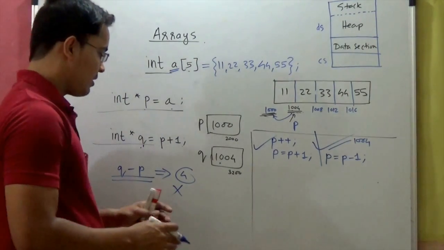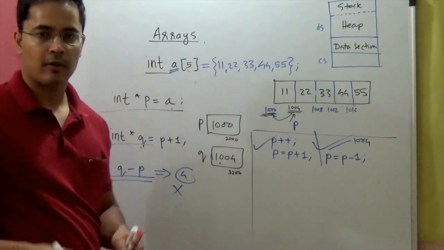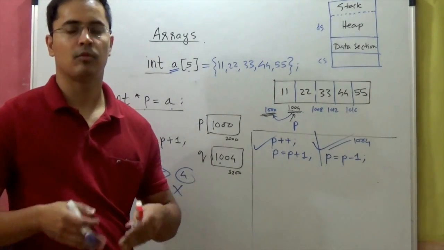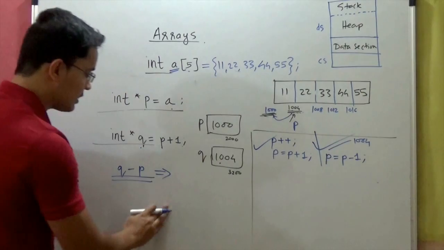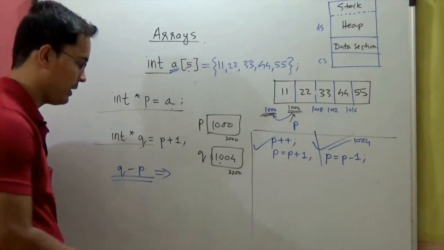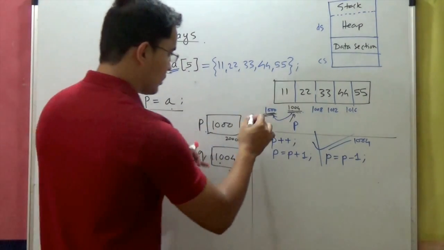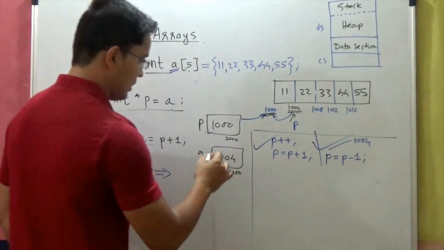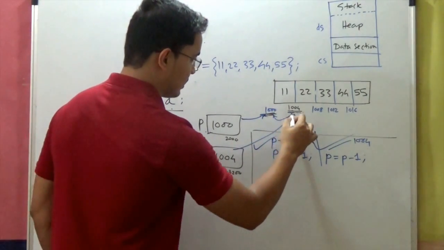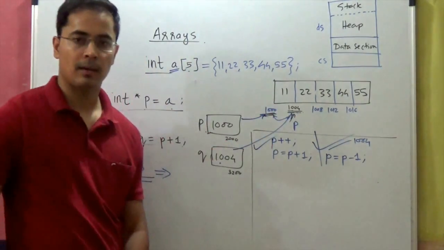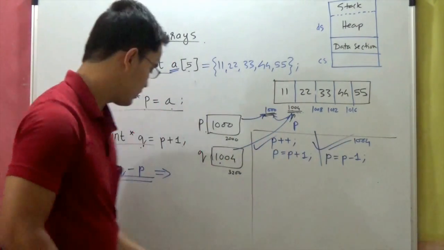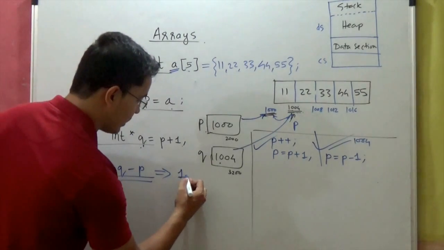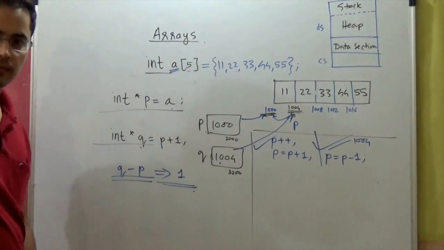Instead, both of them are of type int star, both are pointers to integers. So how many integers are they apart? p is storing this address, q is storing this address. They are one integer apart from each other. So q minus p will give 1.